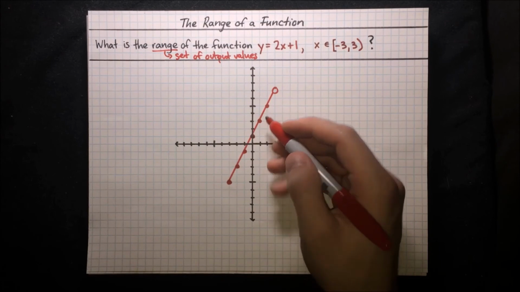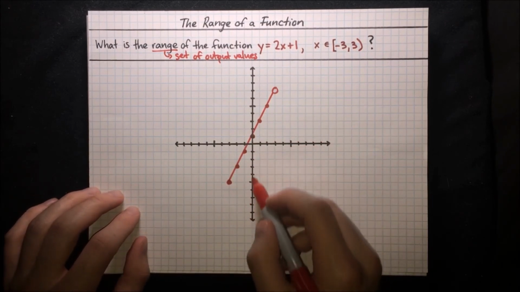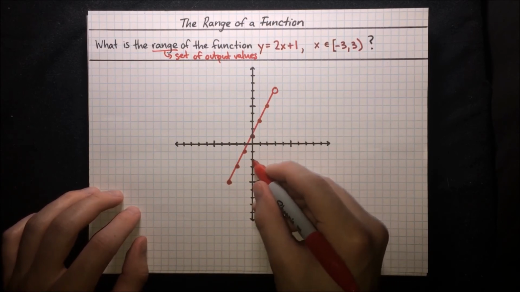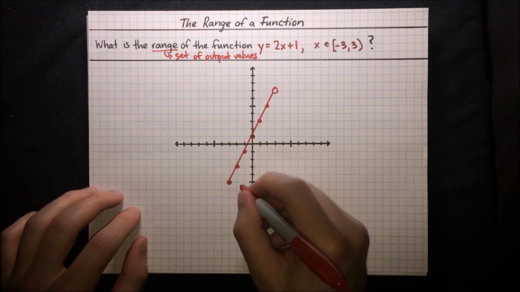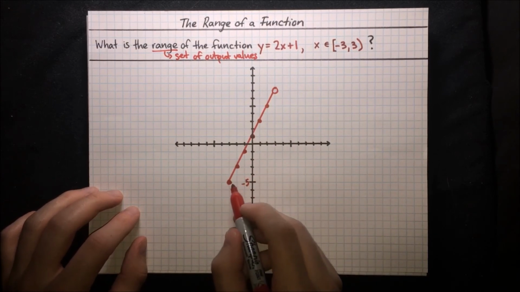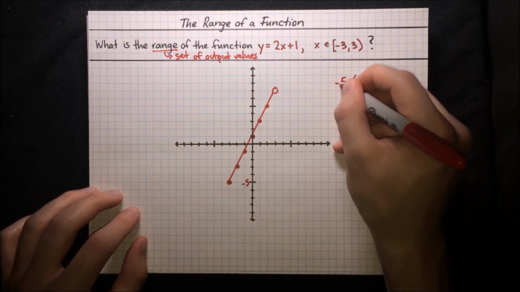So we're looking for the y values that the function ranges between. What's the lowest y value? Well, that's right over here. So let's count down. -1, -2, -3, -4, -5. That's the lowest y value. And the function takes on that y value because it's a closed circle there. So let's write that y is greater than or equal to -5.